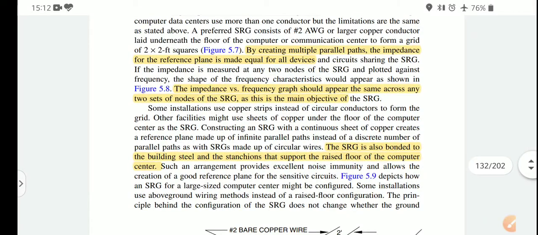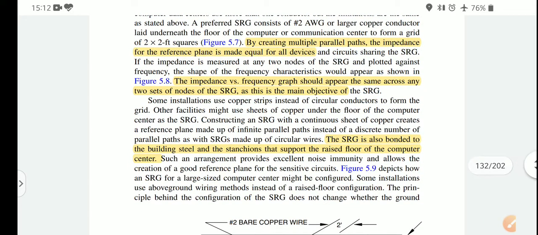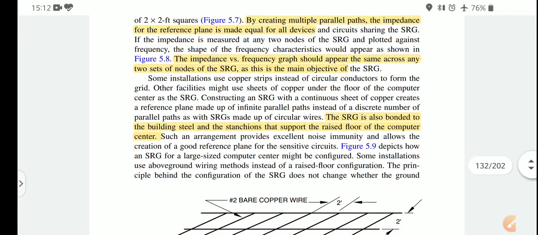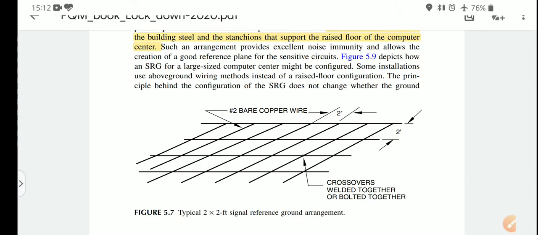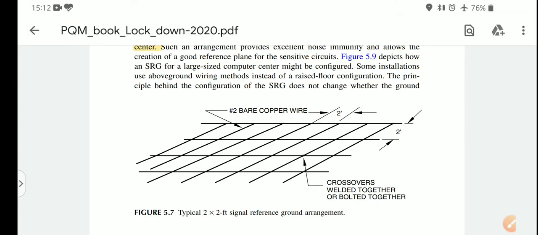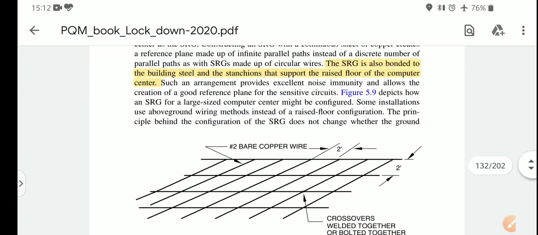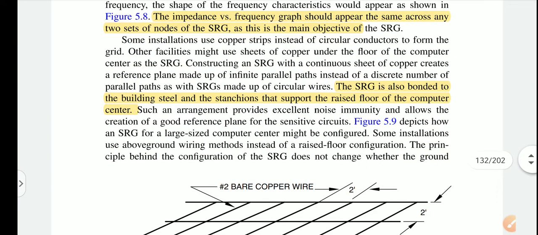Here are the two large copper conductors underneath the floor of the communication center, in a grid. The distance is 2 by 2 feet, so this is distributed in a 2 by 2 feet square. As we can see, it creates a kind of mesh, a 2 by 2 feet signal reference ground arrangement. This point indicates the crossover, welded together or bolted together.